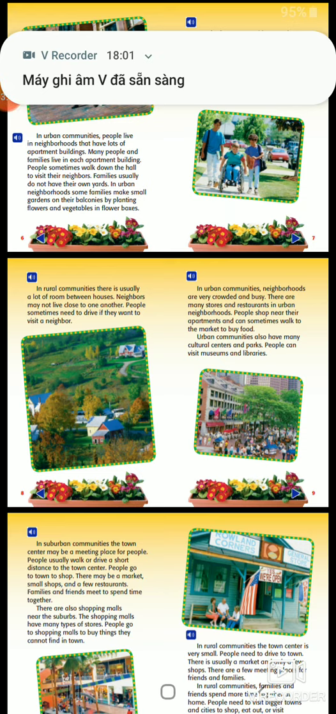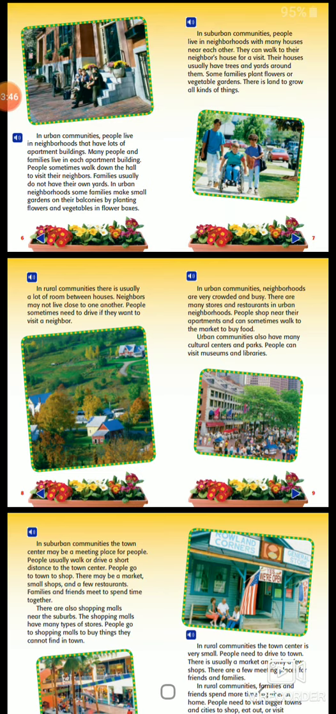In urban communities, people live in neighborhoods that have lots of apartment buildings. Many people and families live in each apartment building. People sometimes walk down the hall to visit their neighbors. Families usually do not have their own yard. In urban neighborhoods, some families make small gardens on their balconies by planting flowers and vegetables in flower boxes.